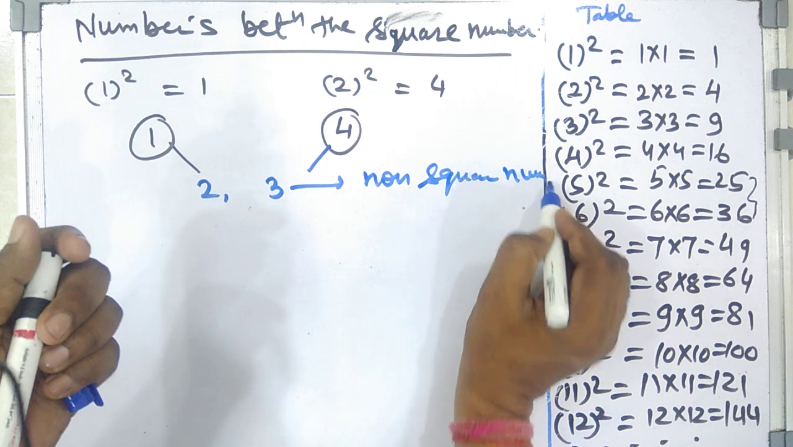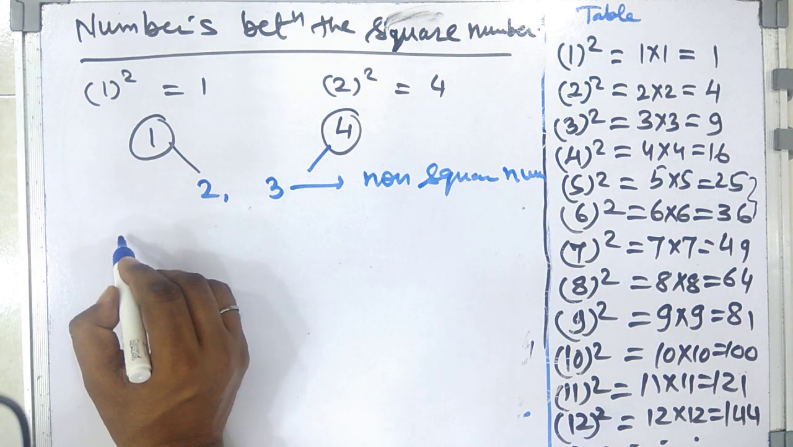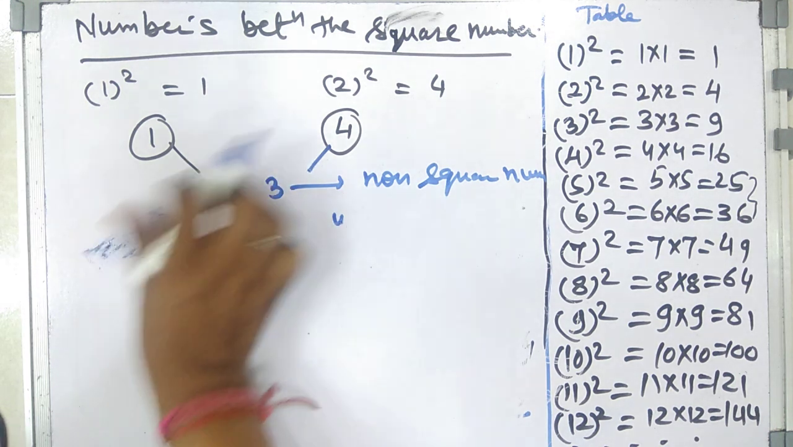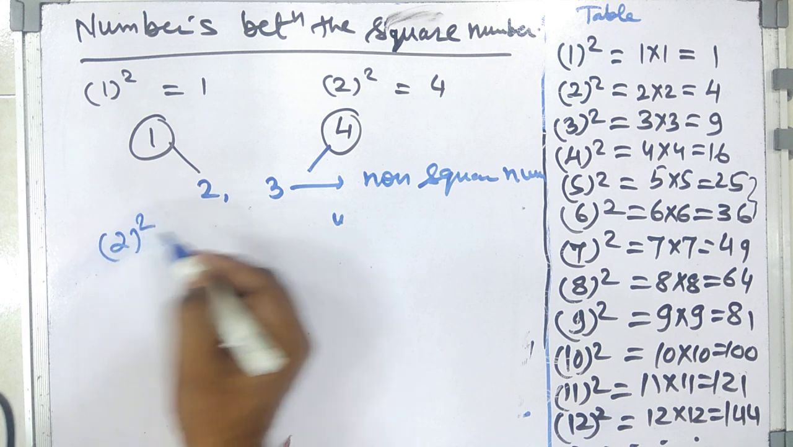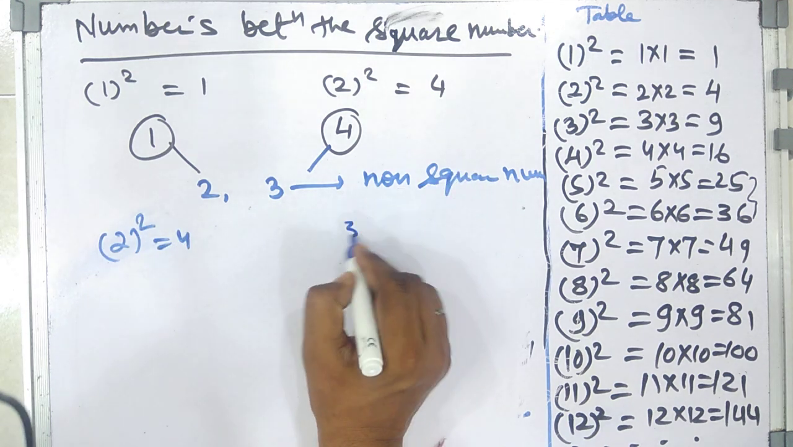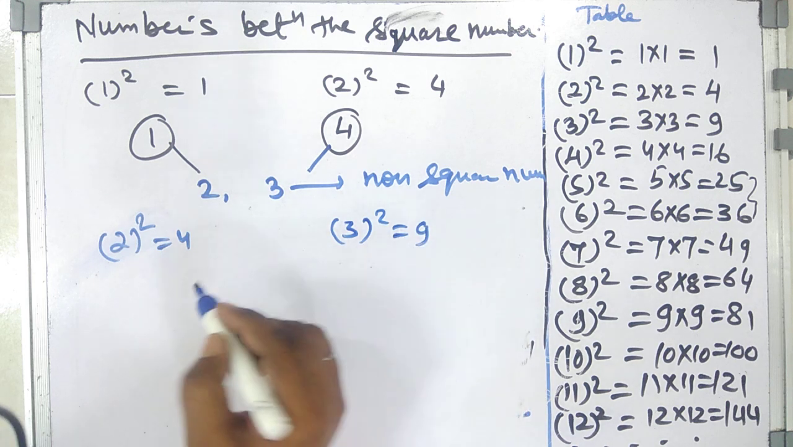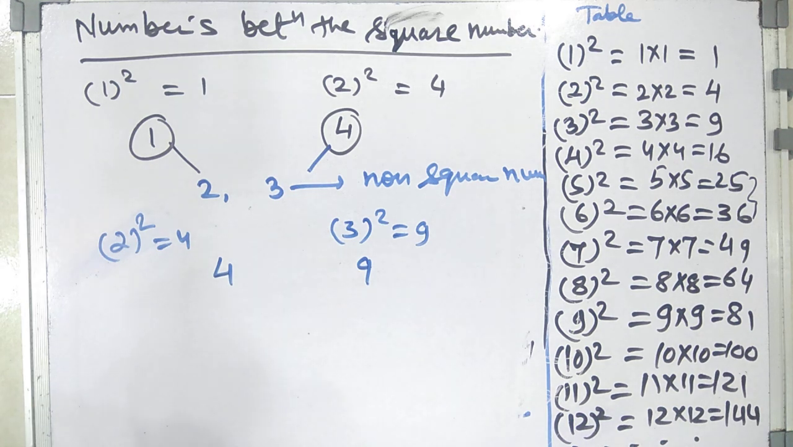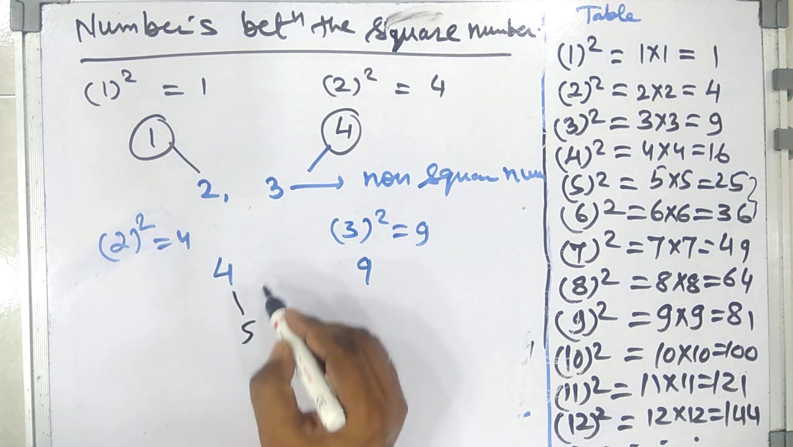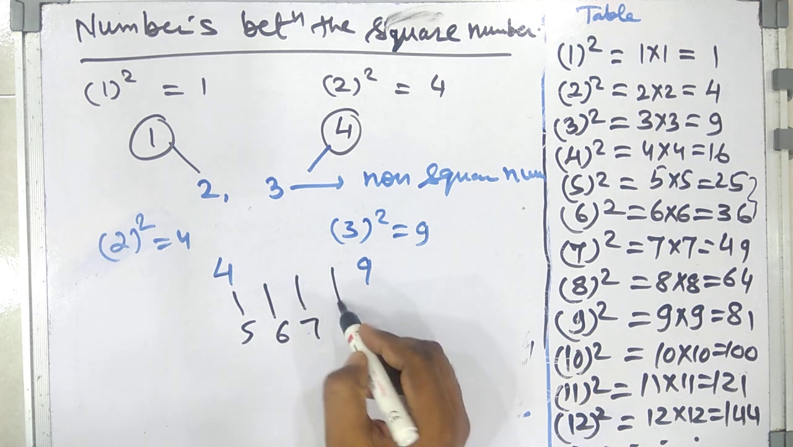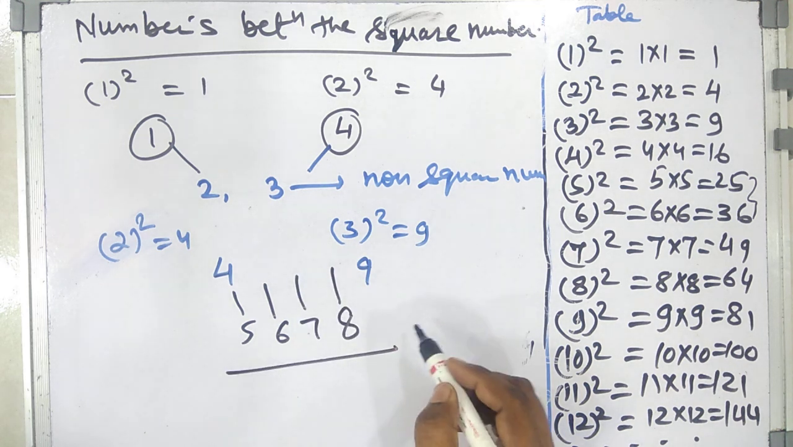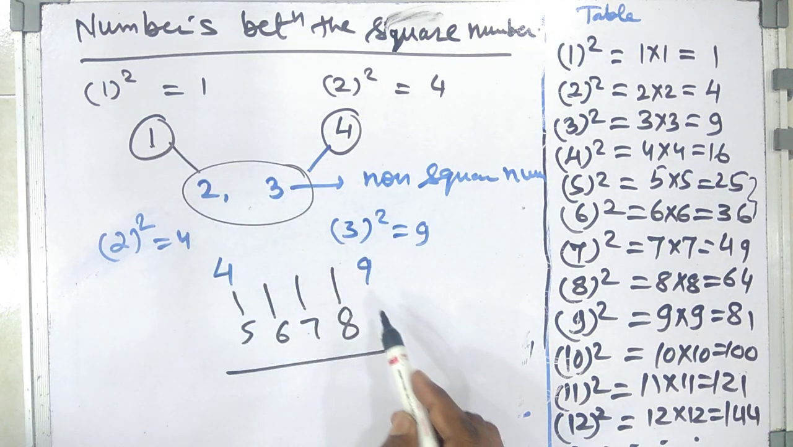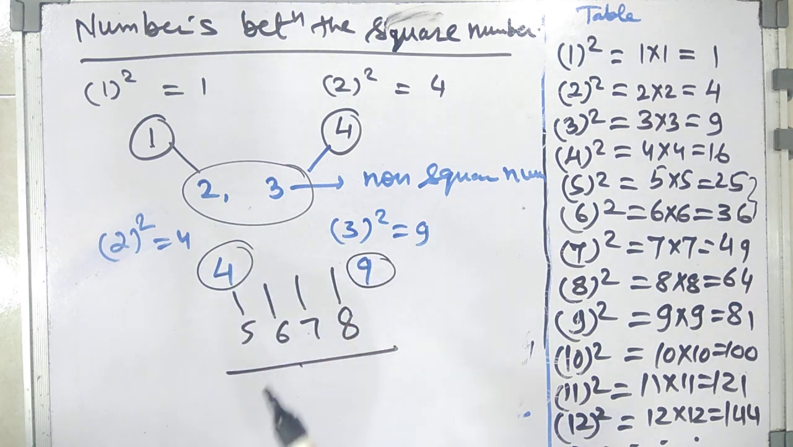Non-square numbers. Similarly, students, 2 square is 4 and 3 square is 9. It means between 4 and 9, students, 5, 6, 7, 8, four non-square numbers. Between 1 and 4, two non-square numbers. Between 4 and 9, four non-square numbers.